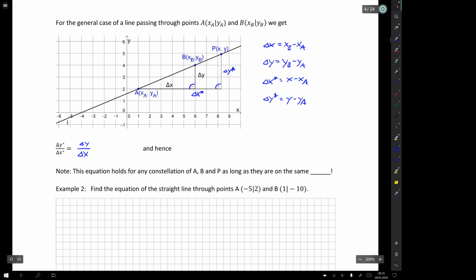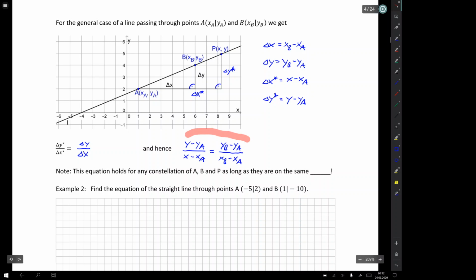Please note that here the xb, xa, and so on, all these are actually numbers. We just don't know them for the moment, while x and y, these are really variables because we choose an arbitrary point on this line here. So inserting what we found, we get delta y star, y minus ya, divided by delta x star, x minus xa, equals the delta y, so yb minus ya, divided by delta x, xb minus xa.